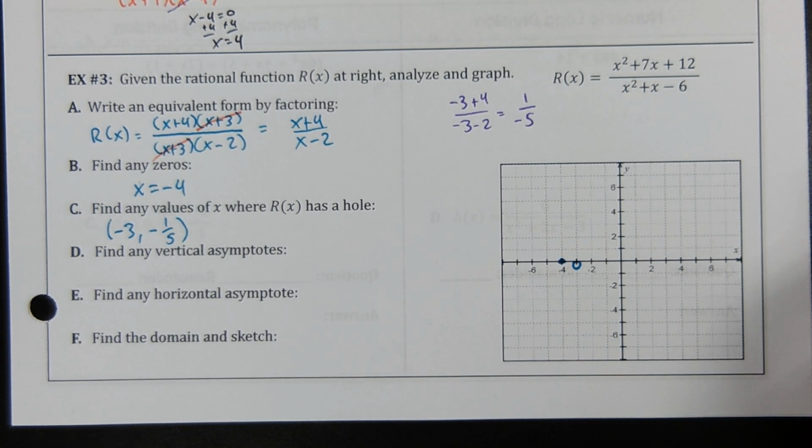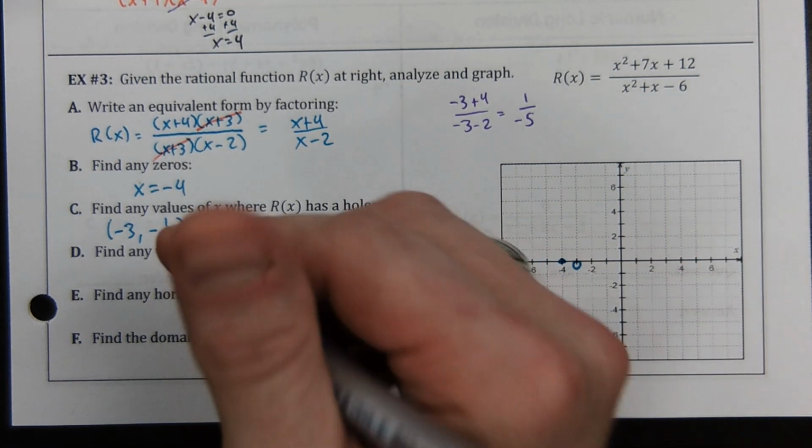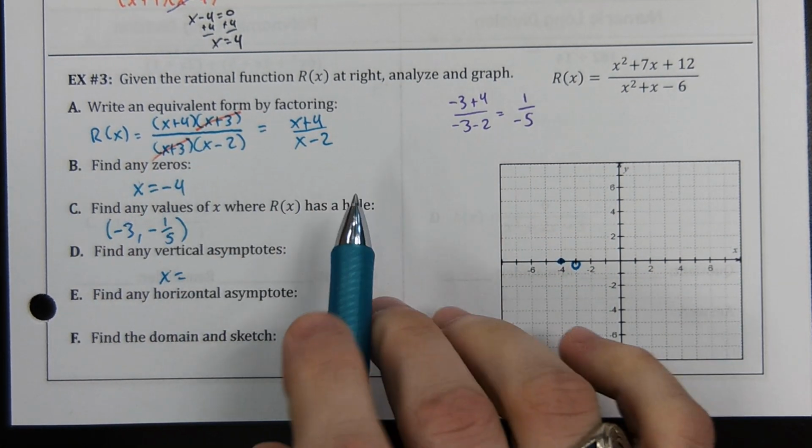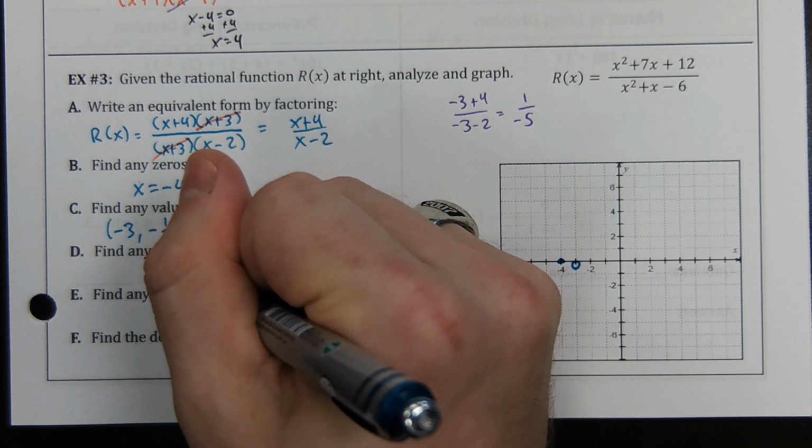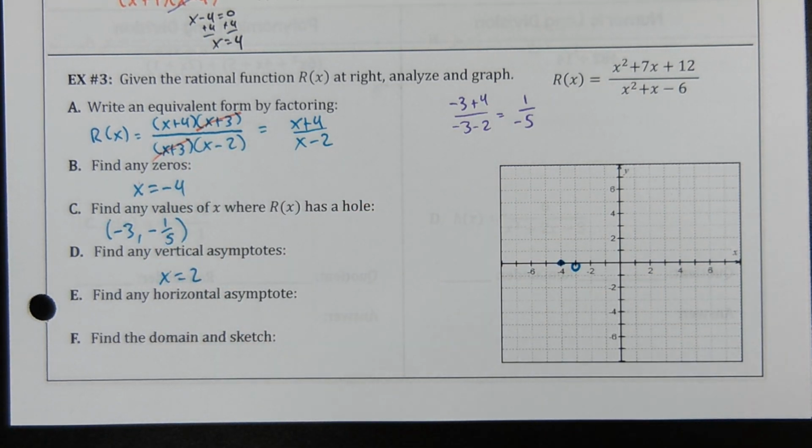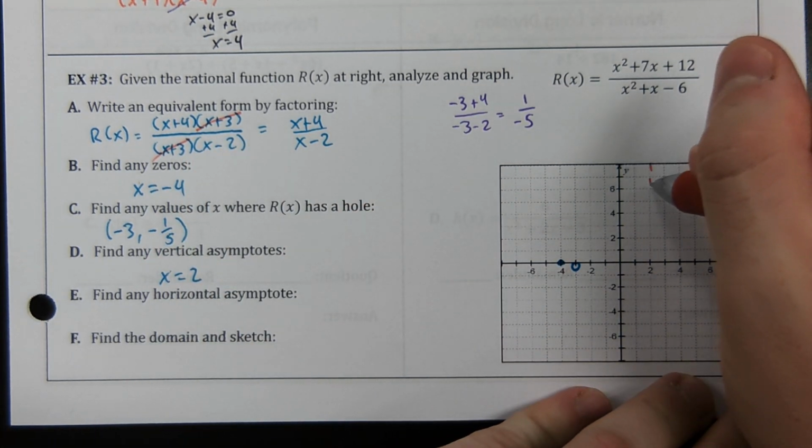Vertical asymptotes. Is there still a number that makes the denominator equal 0? Yeah, well, there you go. And we have a vertical asymptote, and it's going to be at the 0 of the denominator: x equals 2. I'm going to put that in red.